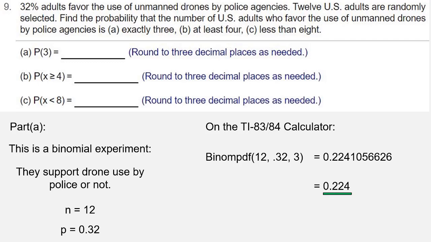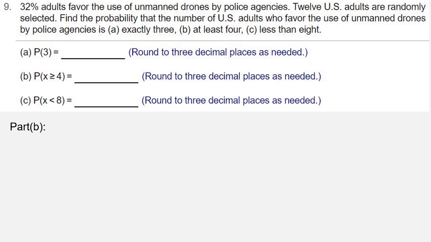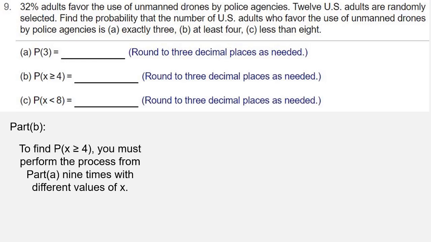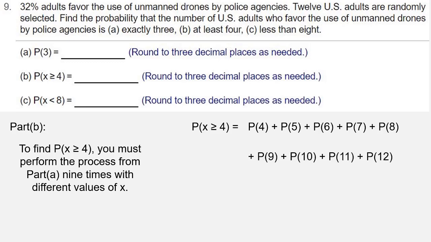Let's look at part B. In part B, we're looking for the probability that the x value is greater than or equal to 4. So because the value of n was 12, x greater than or equal to 4 would end up being 4, 5, 6, 7, 8, 9, 10, 11, and 12. Those probabilities all added together. That means you would have to do the process from part A 9 times. You would have to enter the 4, you'd have to enter the 5 and the 6, and keep going over and over until you get to 12, and then add up all those answers. That's a lot of work. So we're going to turn to technology.